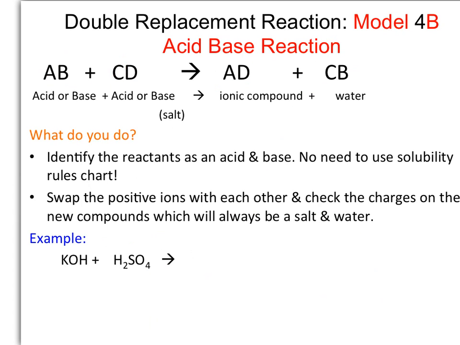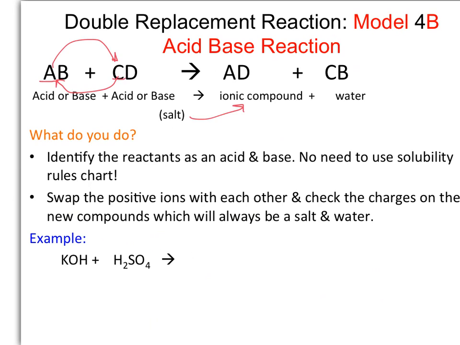Our last double replacement reaction model is 4B. It's an acid-base reaction. The way that we're going to identify these is we're going to see the reactants are either acids or bases reacting with one another, and they will always form a salt, which is an ionic compound, and water. This is a double replacement reaction, so all you will be doing is swapping the positive ions like before. We just won't be using the solubility rules chart to predict a precipitate because there is not one.